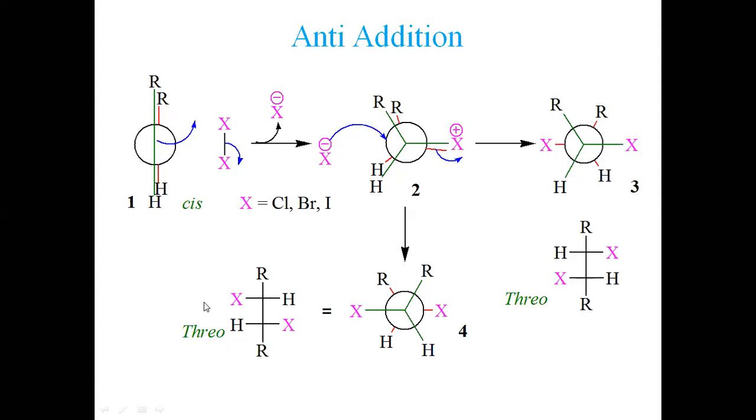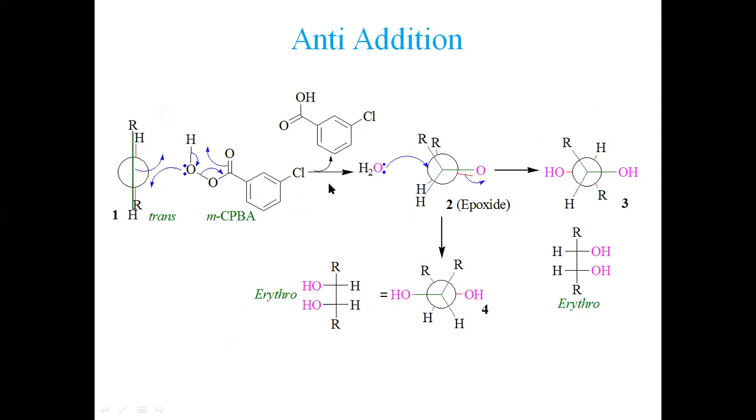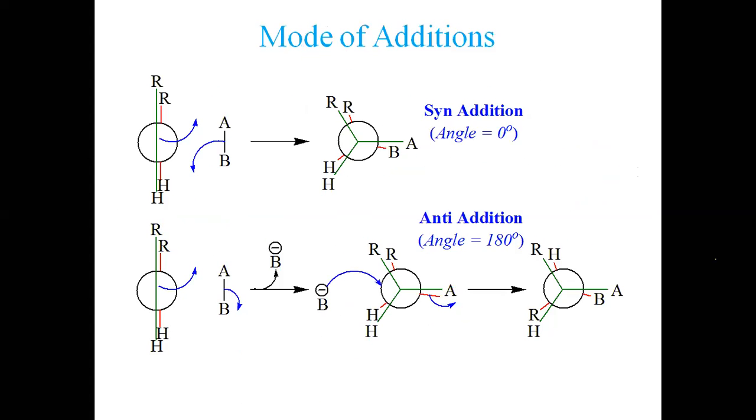If it is opposite, if you are starting with a trans-olefin, syn addition shall give you threo, and trans-olefin anti-addition shall always give you erythro entities. So this is a stereo control that we can adopt. This is all about the electrophilic addition that we came across in the very beginning of this course.